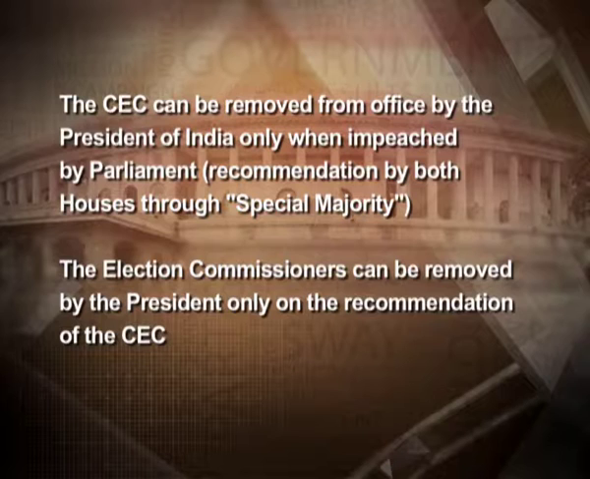The Chief Election Commissioner can be removed by the President of India only after he or she has been impeached by Parliament. In other words, the impeachment is recommended by both houses through a special majority of 2/3 of members present and voting. So if Parliament has not impeached the Chief Election Commissioner, he or she cannot be removed by the President of India.